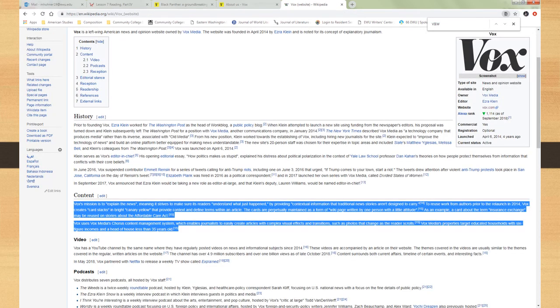More research. So now I'm going to look up Vox, the journal itself, on Wikipedia. And here it says that Vox's mission is to explain the news, which, so they're quoting the Vox site. But again, we have that established in two places now, Vox itself and Wikipedia.